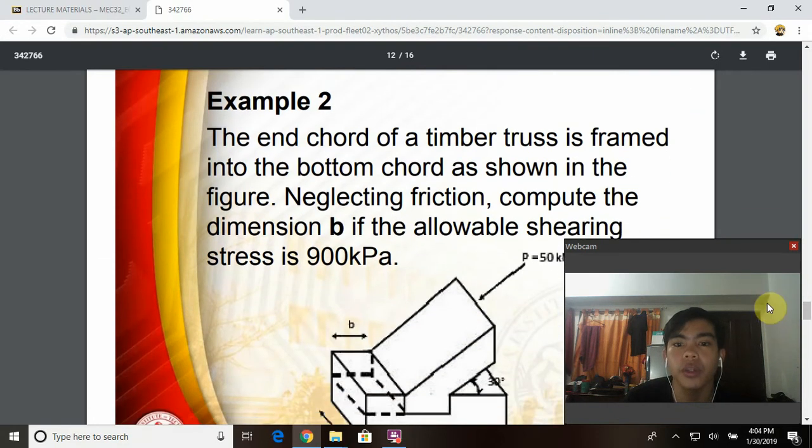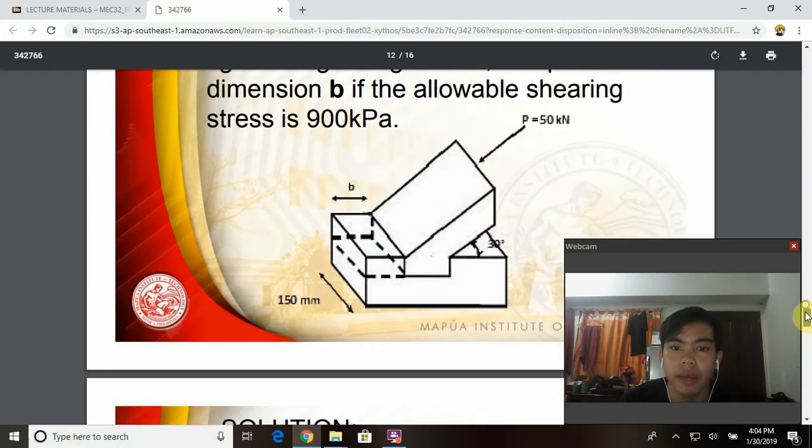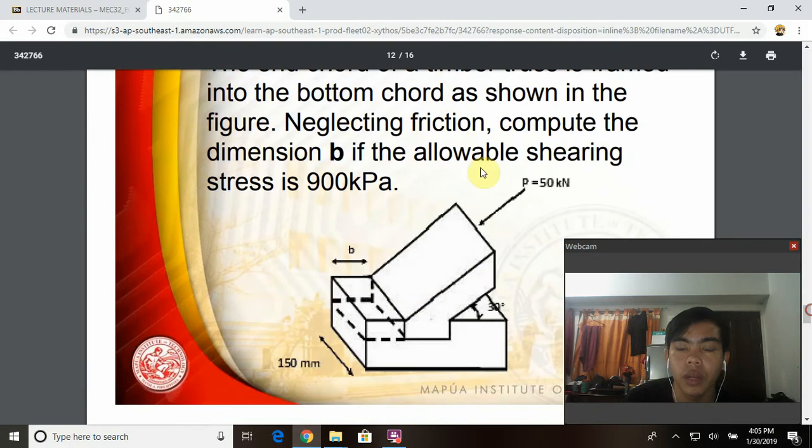For example number 2, the end chord of a timber truss is framed into the bottom chord as shown in the figure. Neglecting friction, compute the dimension B if the allowable shearing stress is 900 kilopascals. Here is 150 mm, and this is B, which is what we will compute. This is the P, or force, which is 50 kilonewtons, and there is an angle of 30 degrees.